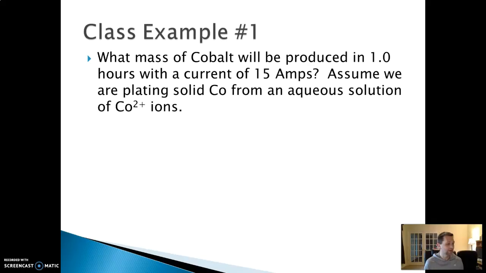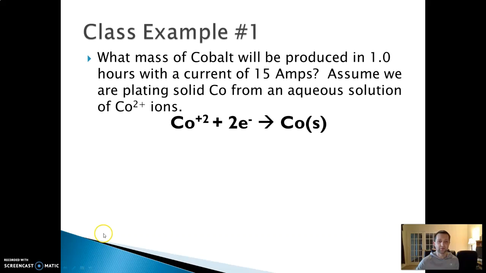Example number 1. What mass of cobalt will be produced in 1 hour with a current of 15 amps? And we want to assume that we're plating solid cobalt from an aqueous solution of cobalt ions. So first thing we have to do is write our redox equation for this. So we're plating out cobalt, and we have our cobalt 2+. So cobalt 2+ plus 2 electrons would obviously give us cobalt solid here. We know it's 2 electrons because we're going from Co 2+ into regular cobalt.